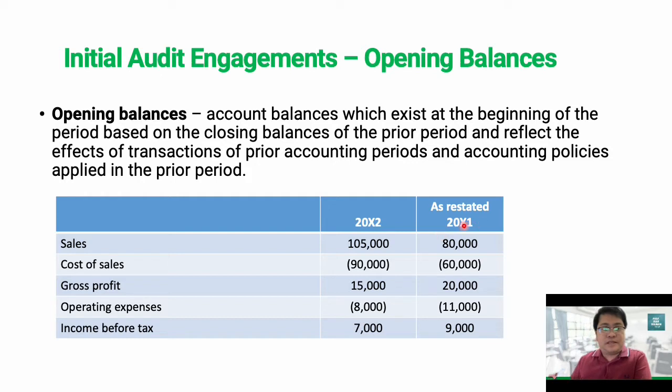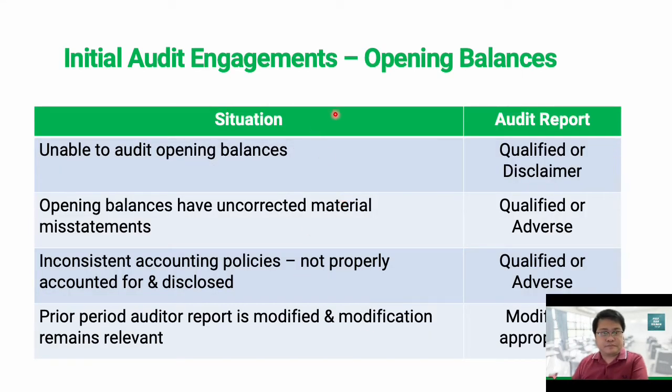This restatement could be a result of an error discovered in the current period, or changes in accounting policies. That is why we have to obtain sufficient and appropriate evidence about the appropriateness of the opening balances when we audit our client for the first time. This is required by our PSA, so we look at the opening balances even if we are only auditing the current period. Here is the summary of the different situations regarding opening balances.